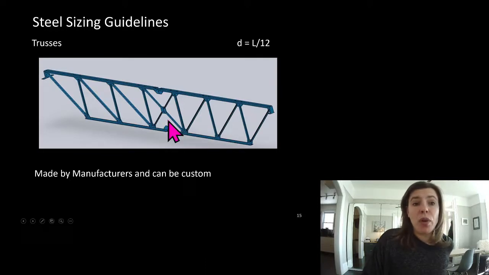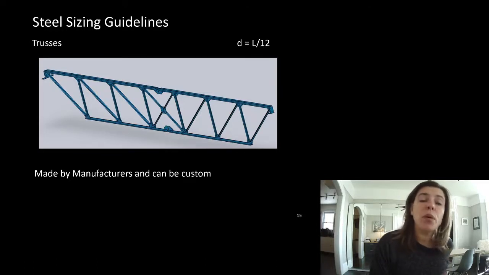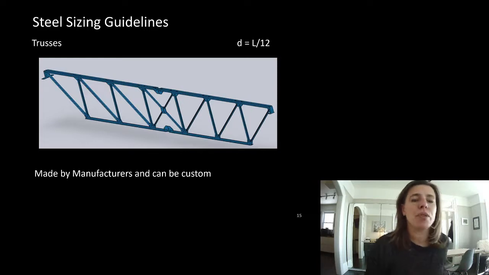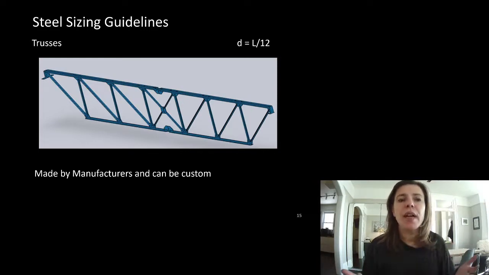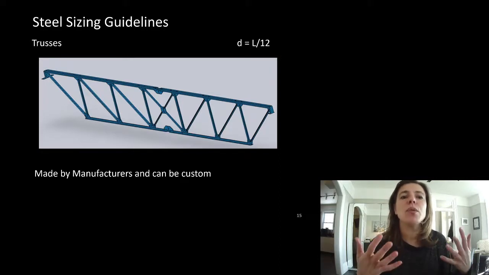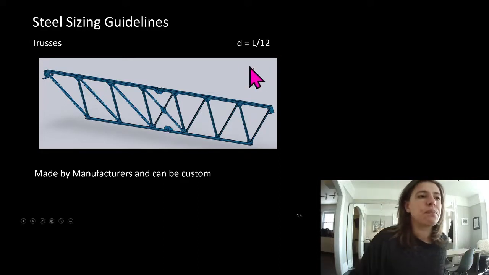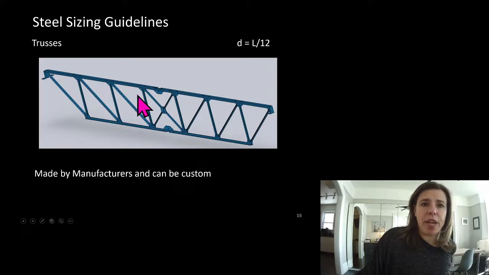Now, for example, the Gold Ring project, which I uploaded some drawings for you to peruse. There's nothing you have to do with them, but they're just things that you can look at so that you can say, oh, here's what structural drawings look like. In that project, we had floor-to-floor trusses.